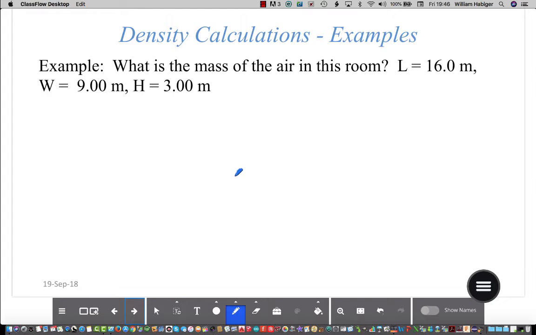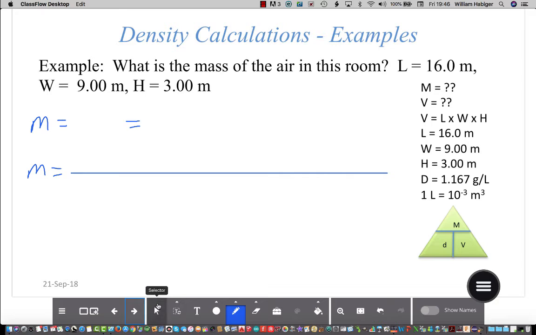We're looking for the mass, they give us the substance, and they give us the length, width, and height. So that tells us we can use the length, width, and height to calculate the volume, and we can use the density of the substance to calculate the mass. So we know we're trying to calculate mass because it says what is mass. Record the other stuff that they give us.